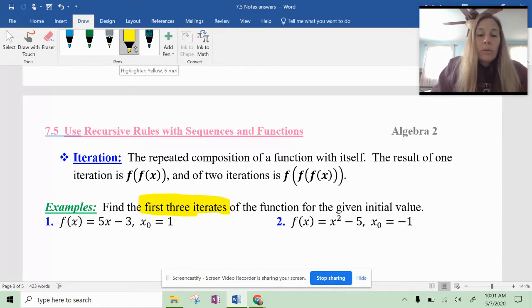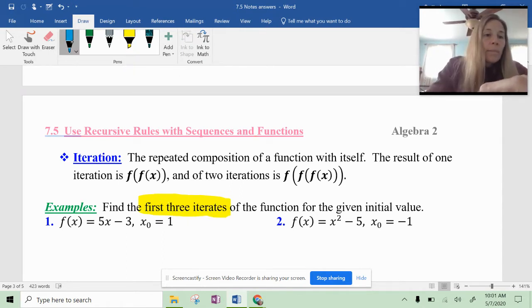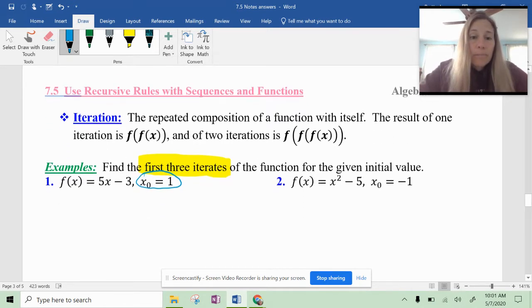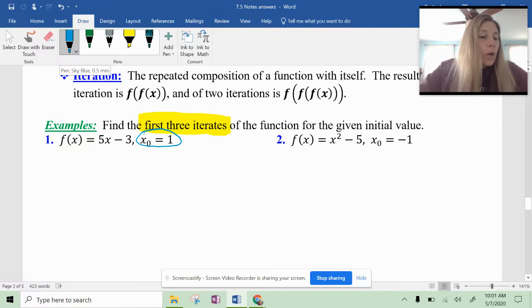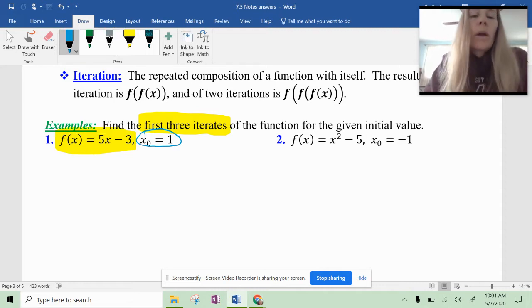It sounds a little bit more confusing than it is. What's happening here is that they're giving us that initial value to start with so that we can then go through and find the next three iterations. So if we're using the function f of x equals 5x minus 3, and the first number that we're going to substitute in is 1 for x sub 0.